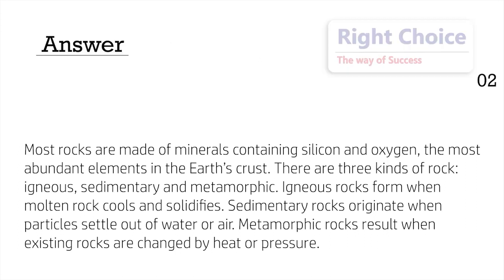Most rocks are made of minerals containing silicon and oxygen, the most abundant elements in the Earth's crust. There are three kinds of rock: igneous, sedimentary, and metamorphic. Igneous rocks form when molten rock cools and solidifies. Sedimentary rocks originate when particles settle out of water or air. Metamorphic rocks result when existing rocks are changed by heat or pressure.